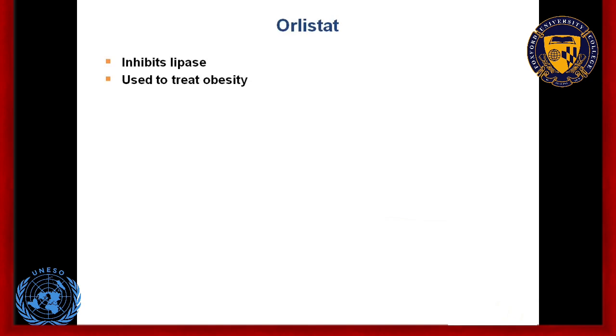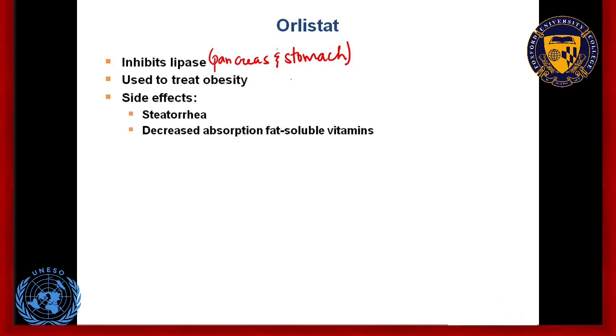We'll finish this video lecture by discussing orlistat. Orlistat was designed to treat obesity, and it directly inhibits the lipases of the pancreas and stomach. By inhibiting lipase, fats are unable to be broken down and absorbed. This, though, as you can imagine, can cause the side effect of steatorrhea and decreased absorption of fat-soluble vitamins, which are what? That's right, it's vitamins A, D, E, and K.